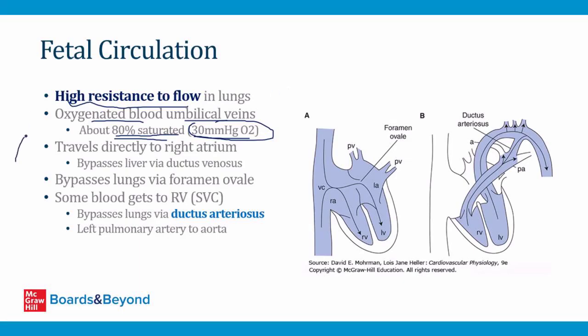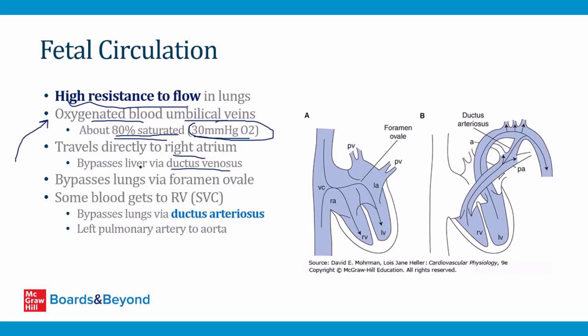So once this oxygenated blood from the umbilical veins gets into the fetus, it then travels straight to the right atrium. It bypasses the liver via a structure called the ductus venosus. And it does this because the liver is not very important in the baby when it's developing. Most important metabolic functions of the liver are carried out on the mother's side, and so it's not so important for the baby's liver to do a lot of work.